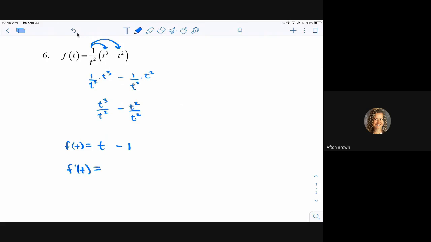What is the derivative of that? 1. Just the slope of that line, the number in front of the variable. So the derivative was super easy if we multiplied it together first. If you did product rule, you would have something equivalent to 1. It would just look terrible and you'd have to do a lot of simplifying. Okay, the next question is number 9.